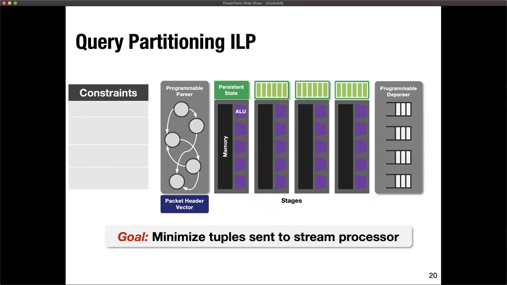So before I enumerate that, let's have a quick discussion. What are the constraints that we have in the switch? Yes, but what type of resources? Memory. Other constraints? Key functionalities, okay. Compute functionality, so basically the type of ALUs that you have. Okay, what else?